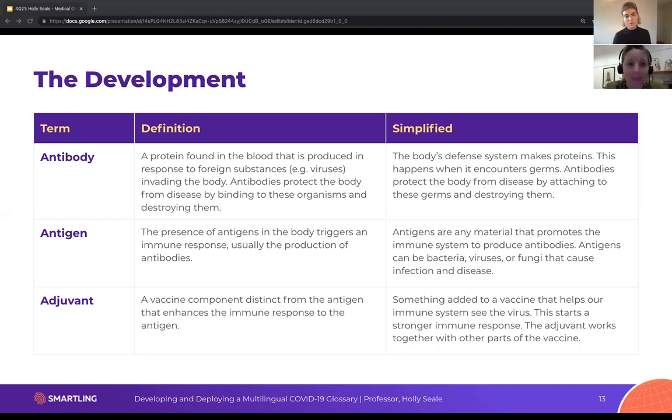So this is certainly what we did. From A to Z, we went through all of these different terms, and we ended up with a simplified version. But that was only half of the picture. Then we had to get to the translation side.